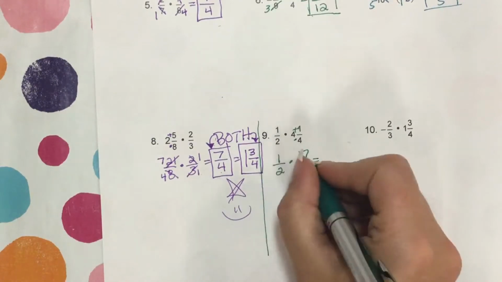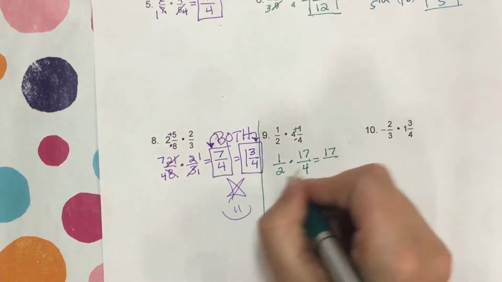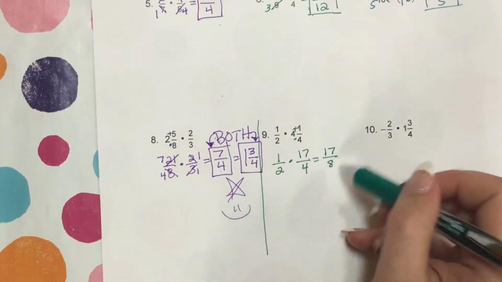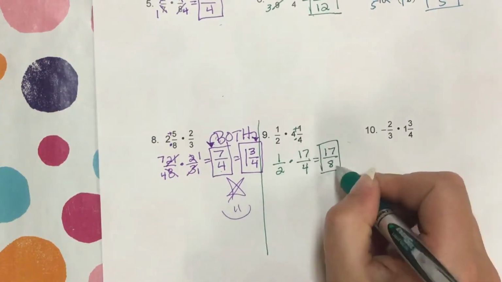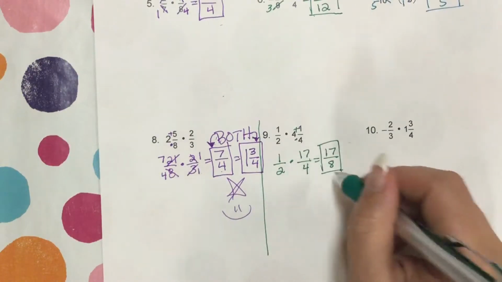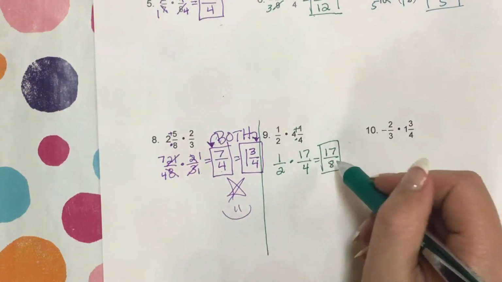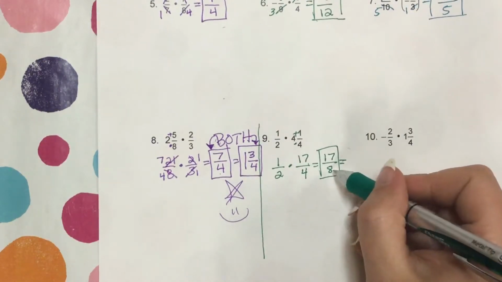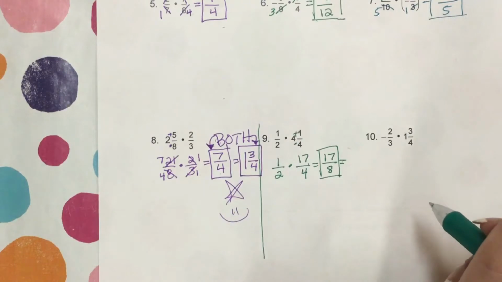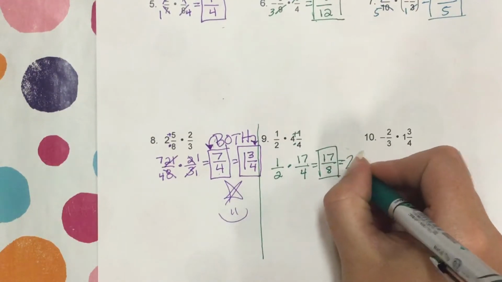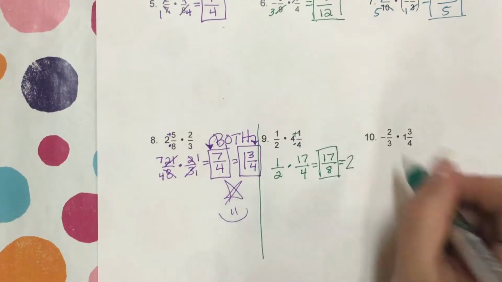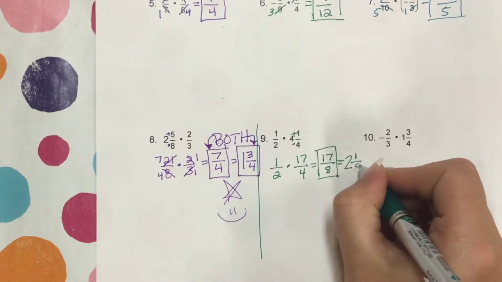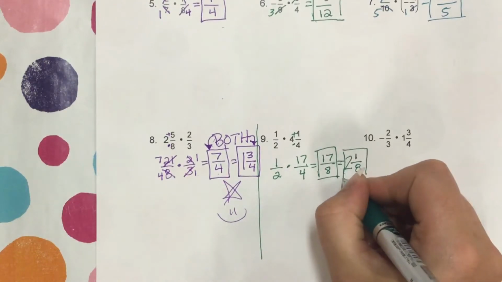Starting with the numerator, 1 times 17 is 17, and 2 times 4 is 8. And we look for simplest form, and that is it. That is simplest form. There's nothing that you can reduce. There's no common factors. But it is an improper fraction, which means that we can write it as a mixed number. So how many times does 8 go into 17? I would say it would go in 2 times, because 8 times 2 is 16, which means there would be 1 left over, and you keep the 8 on the bottom. So that's the same thing as 2 and 1/8.